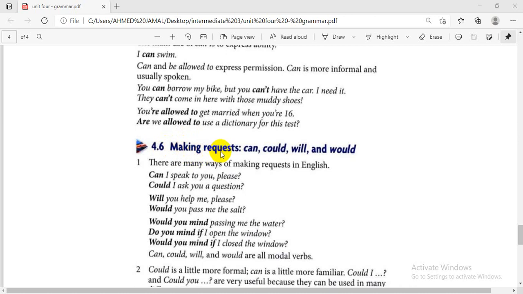4.6 Making requests: can, could, will and would.